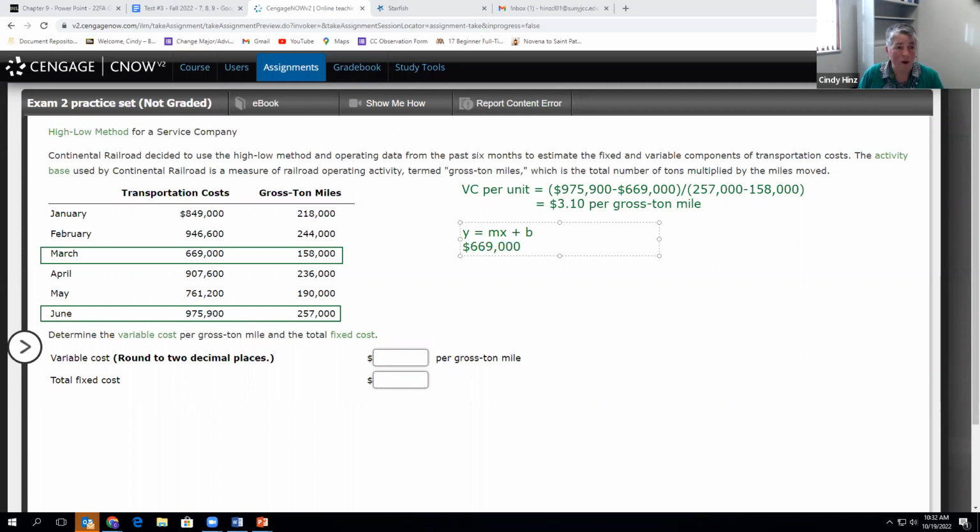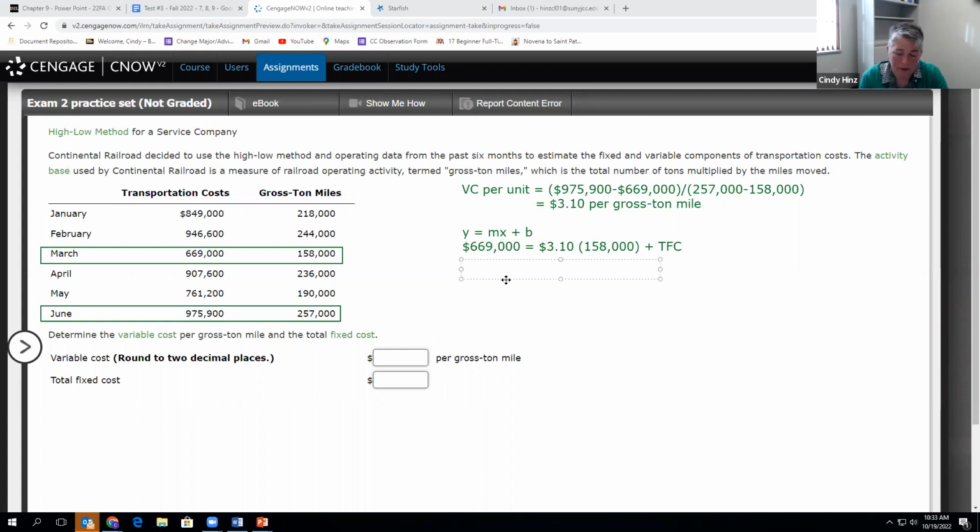So I'm plugging in the Y, which is the total cost. The slope is what we just calculated, $3.10 per gross ton mile. The X is the gross ton miles that correspond with that total cost, and it doesn't matter which one we use. And then the B part is the fixed cost. So now it's just a matter of solving.